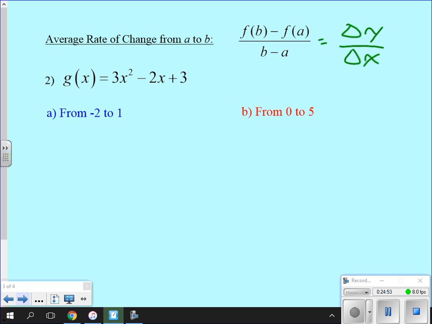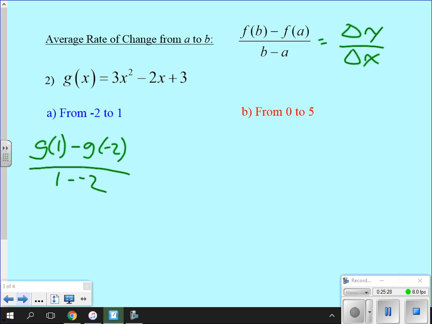Okay. So I've got my function, g of x equals 3x squared minus 2x plus 3. And I want to find the average rate of change from -2 to +1. What that's saying is f of b minus f of a, so g of b, where b is 1, so g of 1, minus g of -2, all over 1 minus -2. That's what I'm asking for.